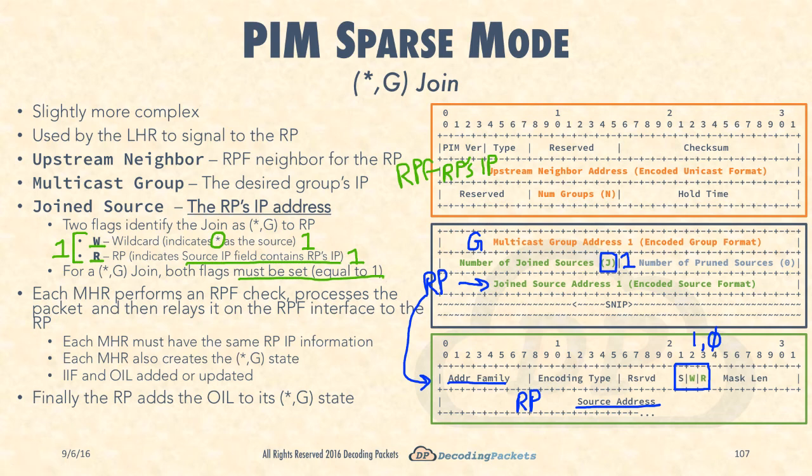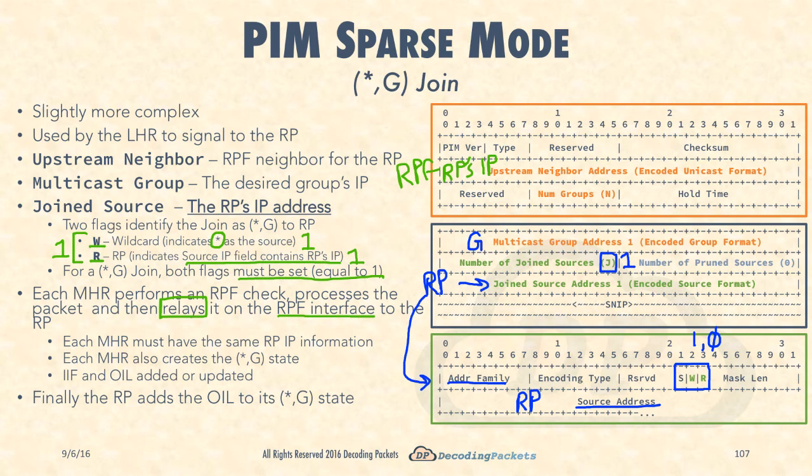For the middle hop routers, this is really easy. Repeat the process. The middle hop router will perform an RPF check, process the packet, create the star, G field, and then once again I use a bad term here, it's said relays, but now you know that it'll create a brand new star, G message of its own, and then send it on the RPF interface towards the RPF neighbor for the RP. So hop by hop, you're checking the RPF, so you're doing the reverse path forwarding check on the RP's IP.